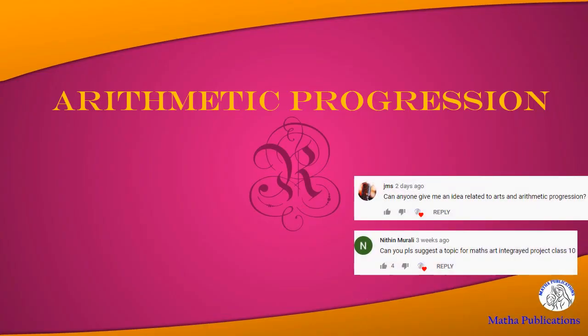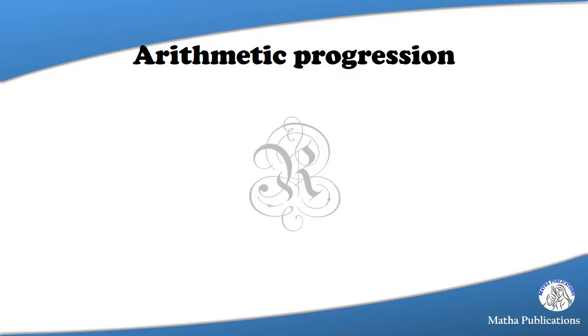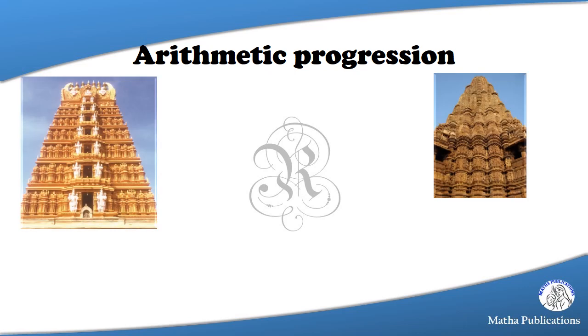Now, let us look into the project ideas on arithmetic progression. Arithmetic progression is a sequence of numbers with a common difference. This mathematical technique can be found in ancient Indian architecture. Consider these two temples. Here you can see either a recurring addition of a structure or addition of a length.